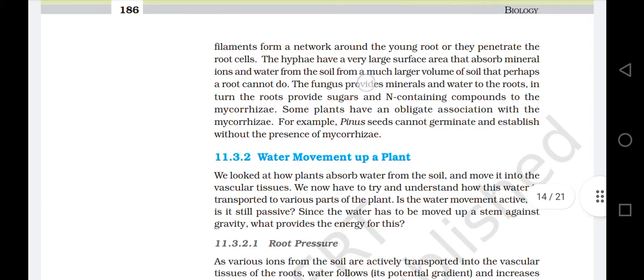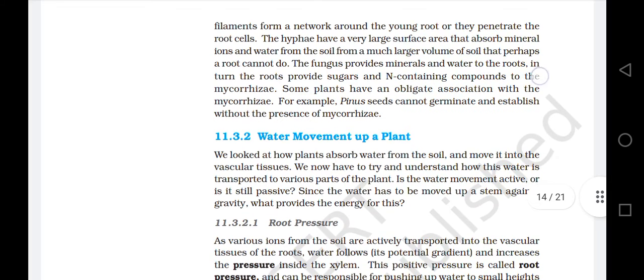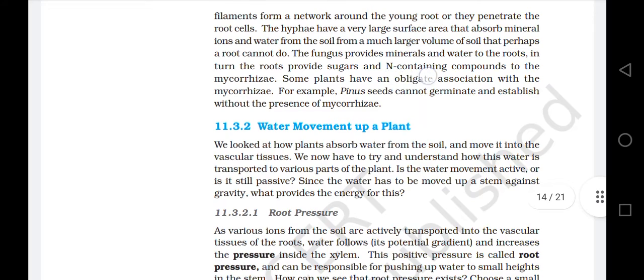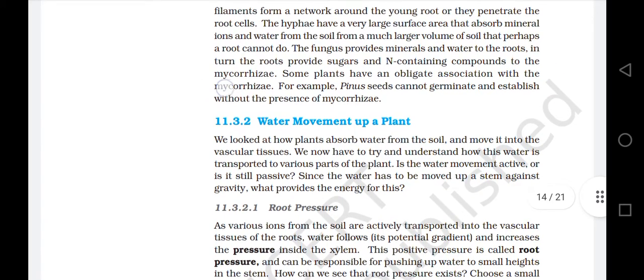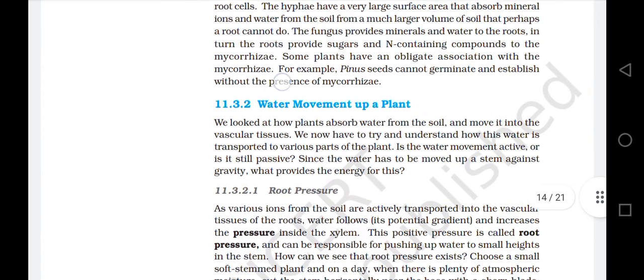The fungus provides minerals and water to the roots. In turn, the roots provide sugar and nitrogen containing compounds to the mycorrhizae. Some plants have an obligate association with the mycorrhizae. For example, pine seeds cannot germinate and establish without the presence of mycorrhizae.